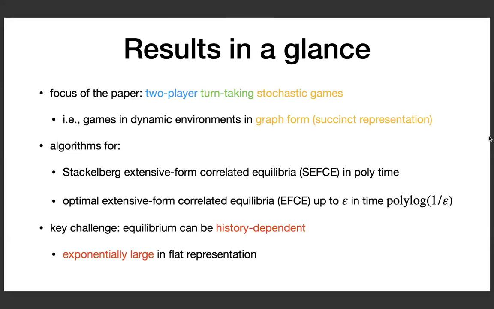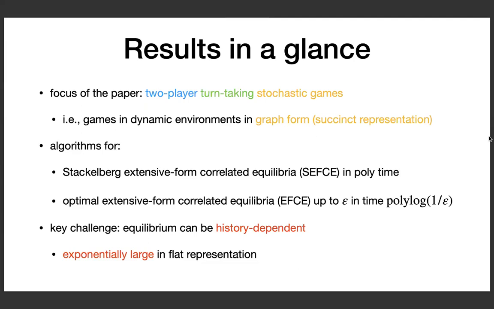So first, let me give you a very quick overview of the results. The focus of this paper is on two-player turn-taking stochastic games. That means games in dynamic environments represented in graph form, which is the more succinct representation of such games. In the paper, we design algorithms for two things. First, stochastic extensive form correlated equilibria, or SEFCE, in polynomial time. And second, optimal extensive form correlated equilibria, or optimal EFCE, up to epsilon in time polylog 1 over epsilon. I'll explain what these terms mean very soon.